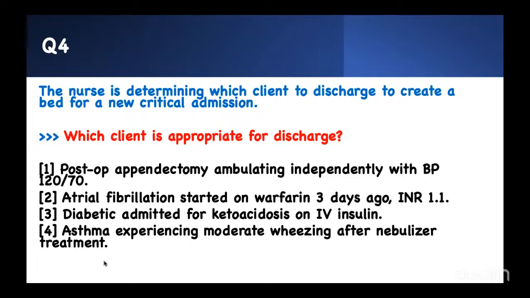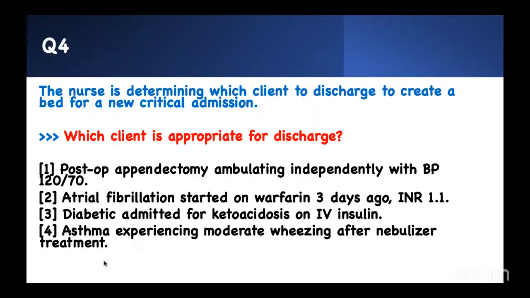It's not only that you have to know who needs to stay in the hospital and who you need to see first, but also who is ready to go home. Whoever is ready to go home, you've fixed their problem. This requires some content analysis, right? This is to determine which client to discharge to create a bed for a new critical admission. So look at the situation.